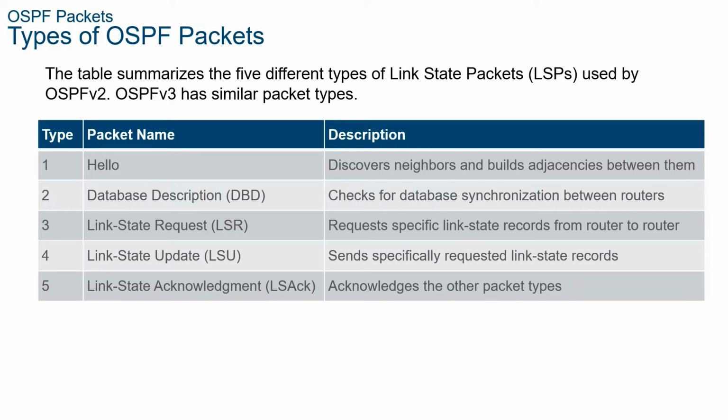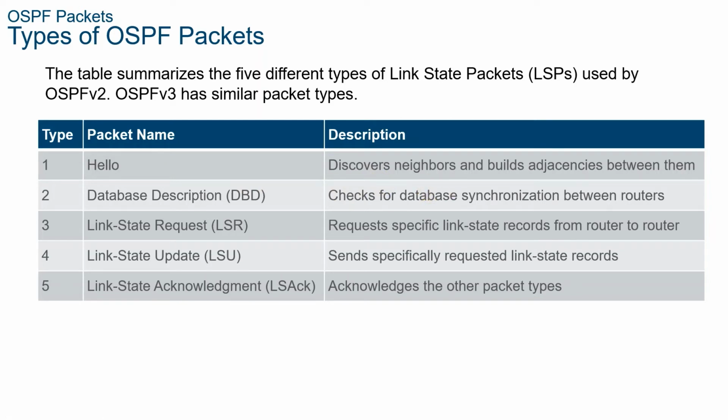Okay, so first you've got type 1. The packet name is Hello. The Hello packet is used to establish and maintain adjacency with other OSPF routers. So it discovers neighbors and builds adjacencies between them.